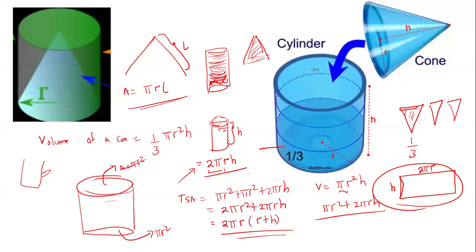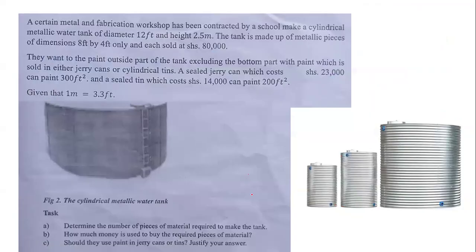Now, the formula for the lateral surface area of a cone is given by pi r L. Then the lateral surface area of a cylinder is given by 2 pi r h. Okay, now let's start. We are going to start with this one, then we move on. When you read through here, you can first read through.